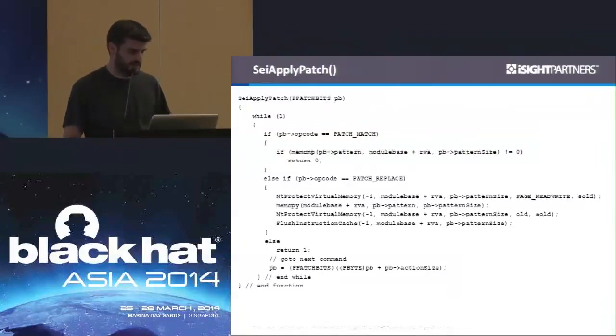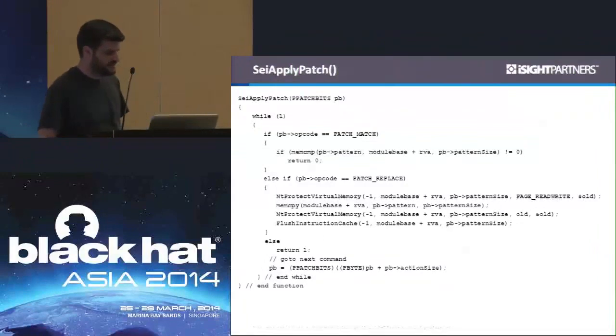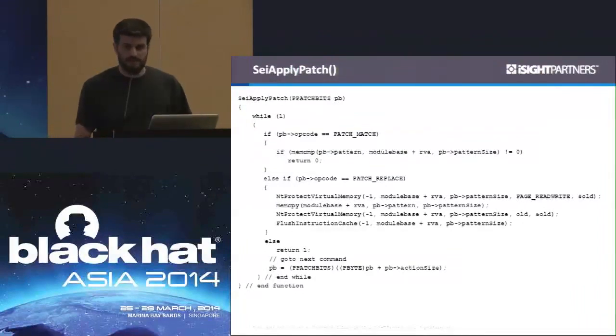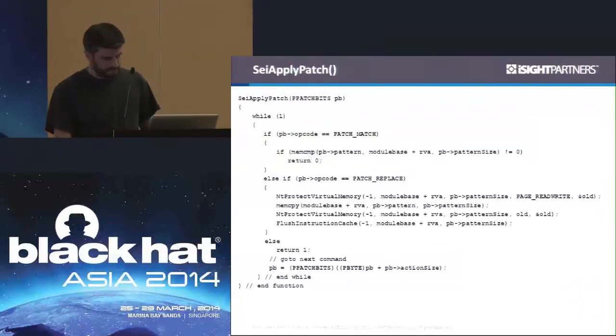Otherwise, it returns out. If it's a replace action, it's going to change the memory permission of the area specified. So it will go to that RVA for the number of bytes specified. It will make that memory read-writable. It will then copy the bytes that you want into that new memory area and then restore the permissions back to original. So read, execute, or whatever they were. And then it flushes the instruction cache. It'll continue to do this until it gets to the end, essentially.